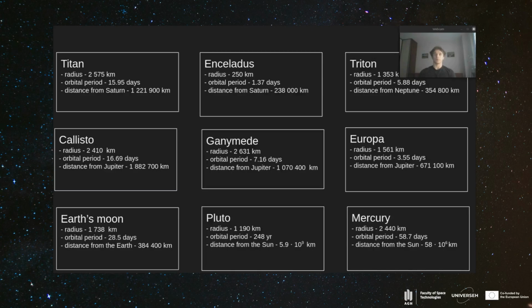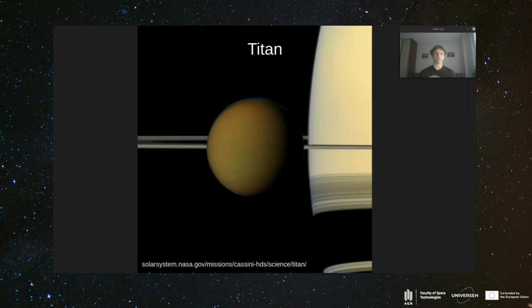Now I would like to move to discussing those moons one by one, starting with Titan. I won't be giving you very much information. I would rather describe interesting facts about them, what differentiates them from the others. So first is Titan. Titan is the second largest moon in our solar system. It's like 2% smaller than Ganymede.